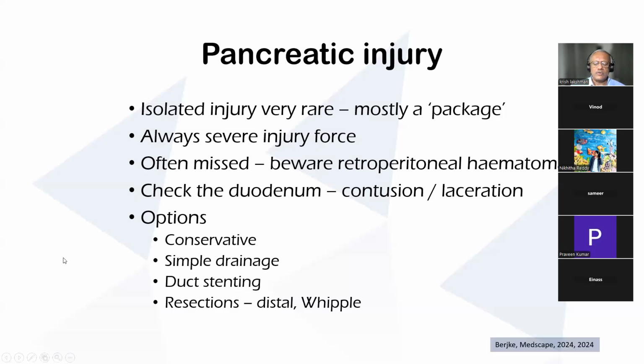So the options are many: conservative management, simple drainage. If you find that it is just bleeding and nothing else, simple drainage can be done. You can consider duct stenting, even endoscopic, if the duodenum is intact. And sometimes in bad injuries, you may need either distal resection or a Whipple resection if there is an involvement of the duodenum also. Exactly what you do is something that we will discuss in a subsequent class.